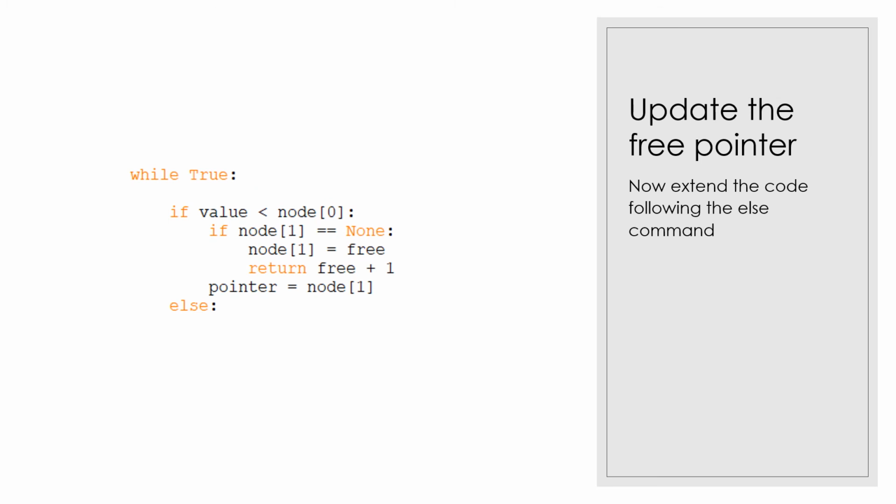And finally, I'm going to fulfill the final thing I've got to do, which is update the free pointer. And the way I'm going to do it, it's not the only way to do it, but the way I'm going to do it is to return the value of the free pointer plus 1 to the main program. So that will update free.